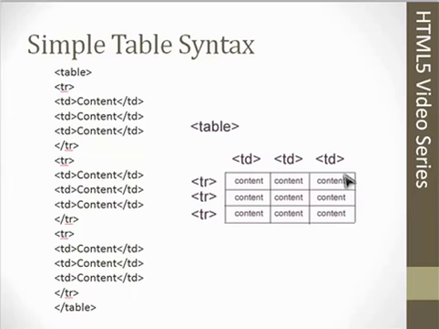I have an image here that represents what this code would display on a web page. So you'll see at the top we have the opening table tag and the closing table tag at the bottom, and in between there we have some TR tags, which is table row. Now, we have three sets of table row tags. I apologize for this being off center. It's just a quick representation.